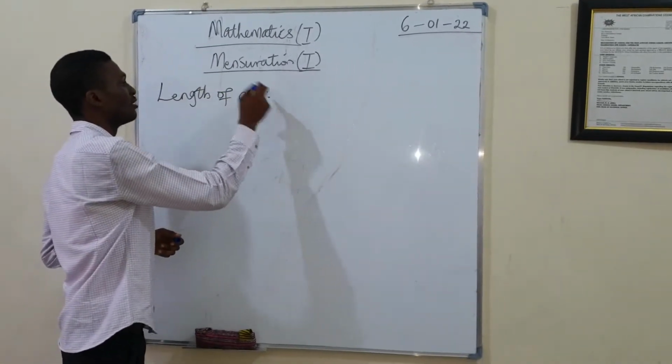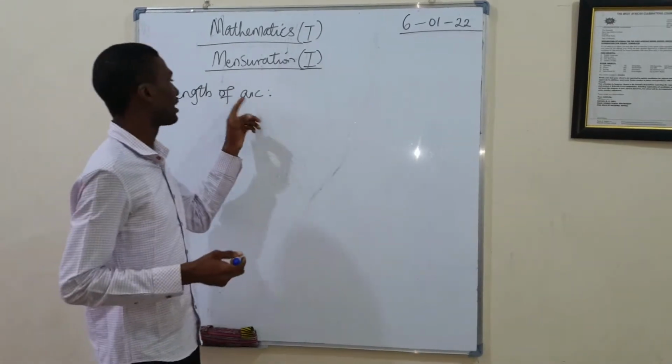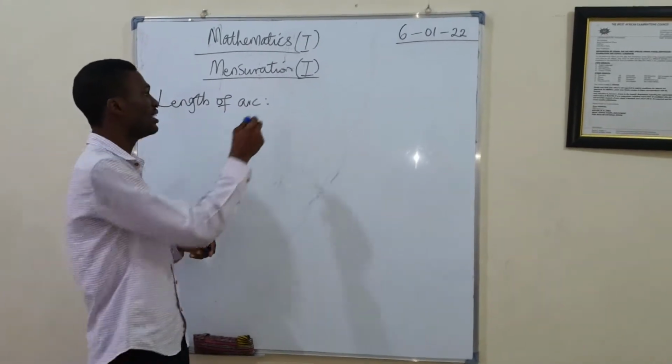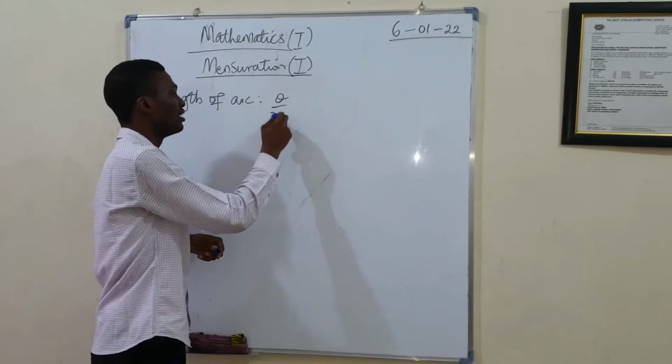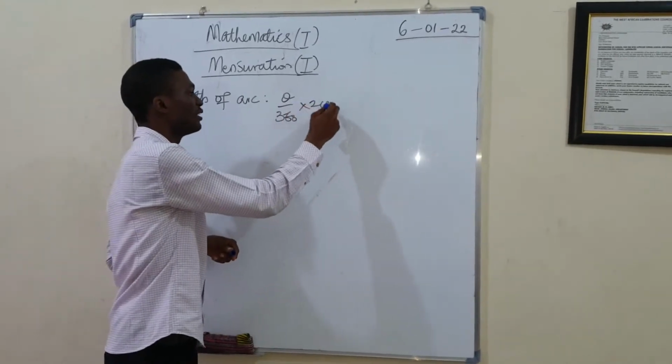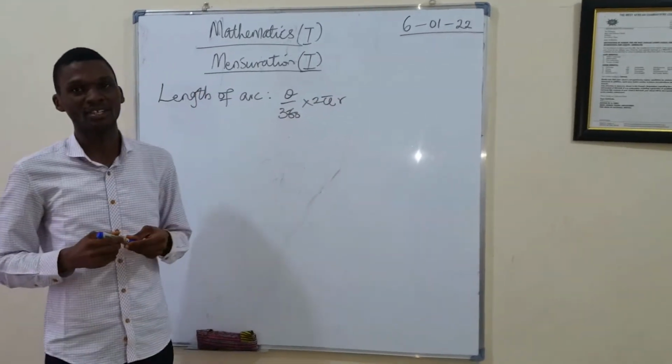we ask, what is an arc? An arc is referred to as any curved part of a circle.